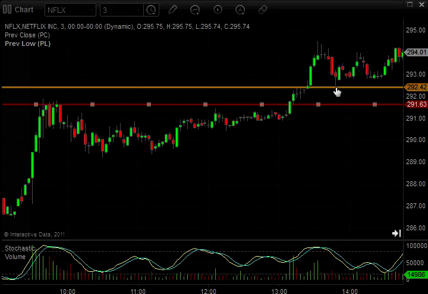And it's very important to watch these areas so that you know where potential reversing points or hesitation points are, so you can better manage your trades.